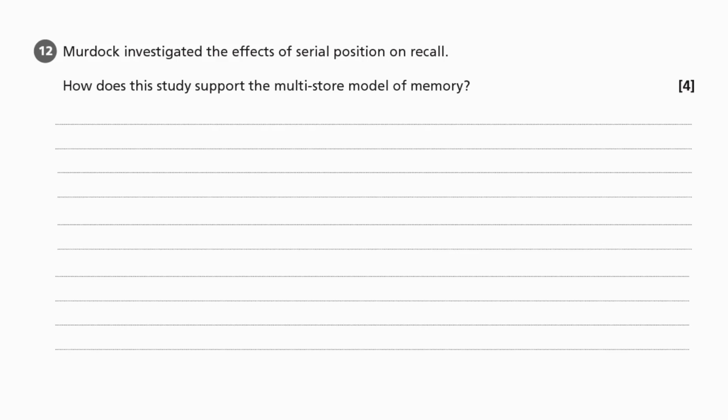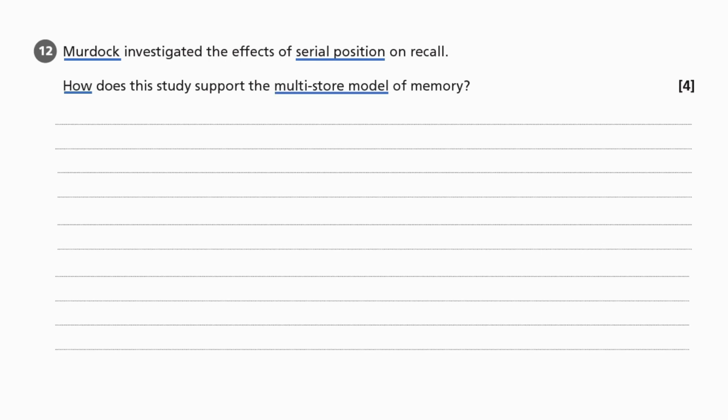Question 12 in the memory topic. And when you read this question, you'll see the most important word in this question is how. So the question reads, Murdoch investigated the effects of serial position on recall. How does this study support the multi-store model of memory for 4 marks?